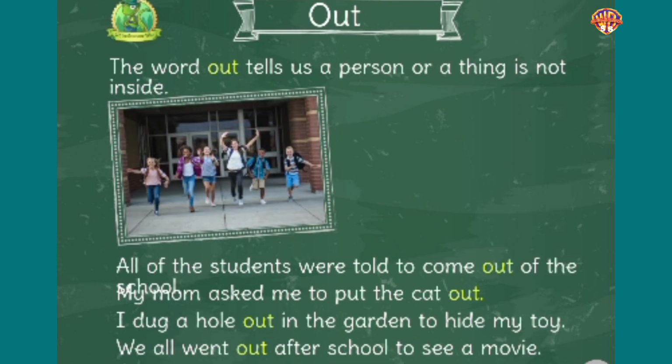Out. The word out tells us a person or a thing is not inside. All of the students were told to come out of the school. My mom asked me to put the cat out. I dug a hole out in the garden to hide my toy. We all went out after school to see a movie.